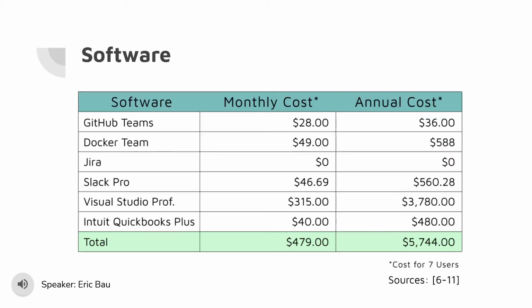Our price estimates are all based off of funding a team of 7. After totaling up the monthly subscriptions for each service, we came out to a total of $479 per month for 7 users, or $5,744 annually.